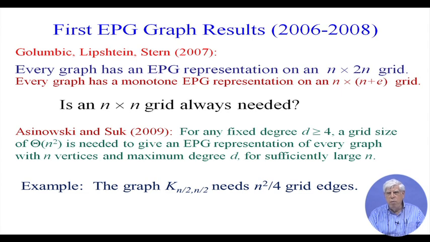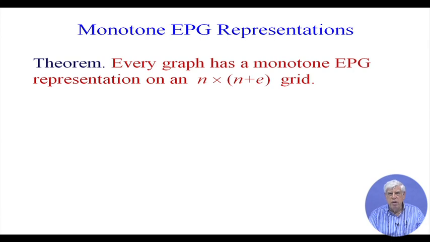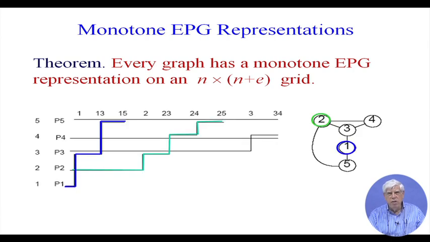So you can't do better than that as a kind of minimum size grid to represent your graphs. Monotone representations look something like this. Now let's just look at this example. I would like to construct this representation on the left by just looking at the graph. The graph, I number the vertices 1 through 5, and my construction goes like this.